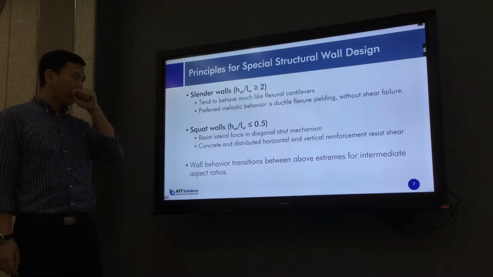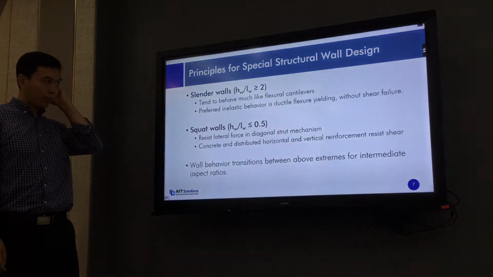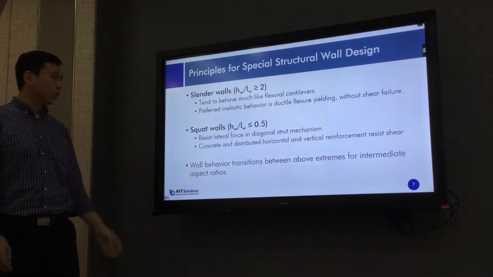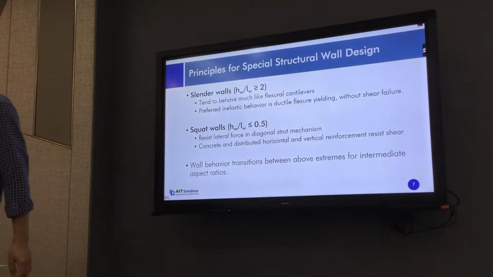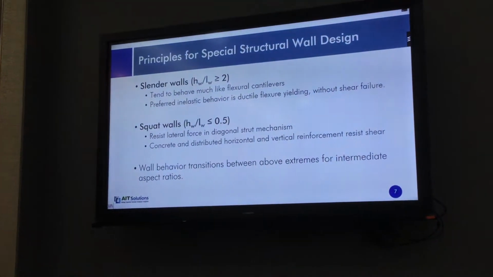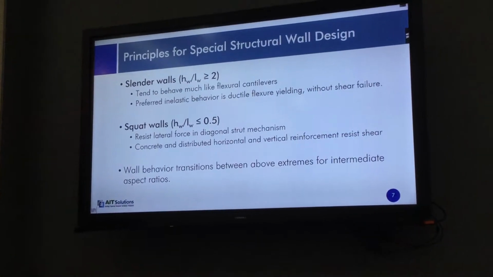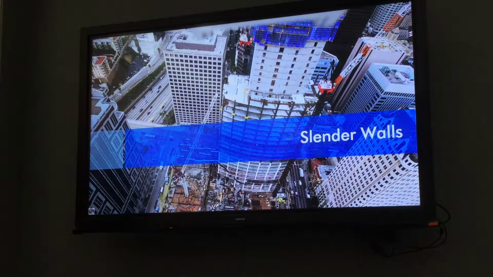Another type is the squat wall, where H over Lw is less than 0.5. They resist the forces in a diagonal stress mechanism, and both horizontal and vertical reinforcement resist the shear demand. Walls in between transition between those two extremes, with response in both failure modes. I will focus on the slender walls.